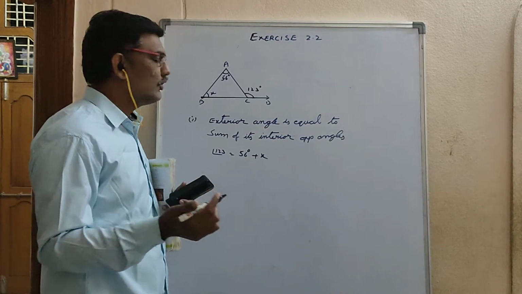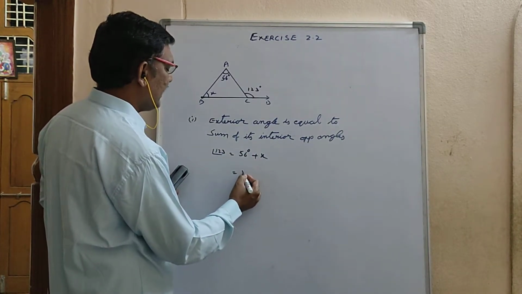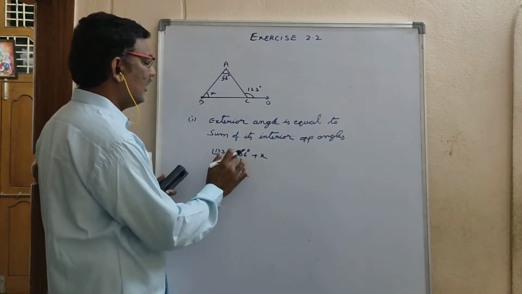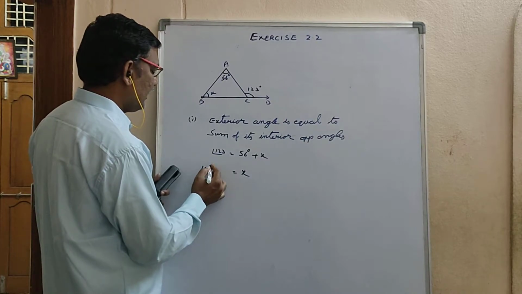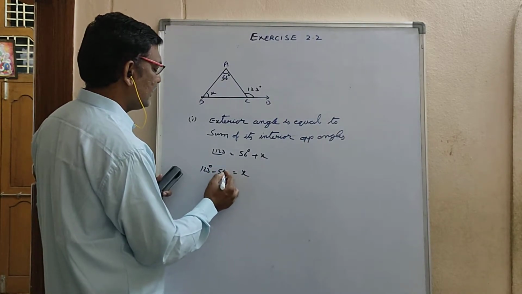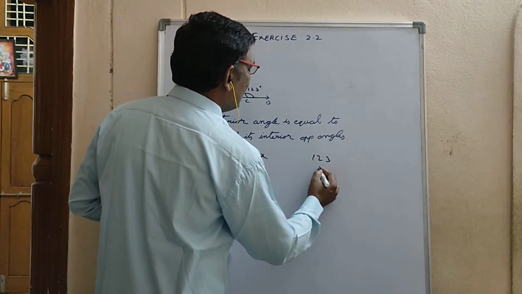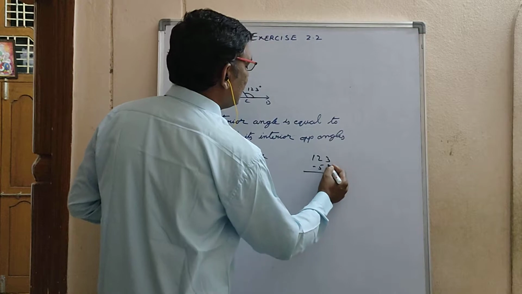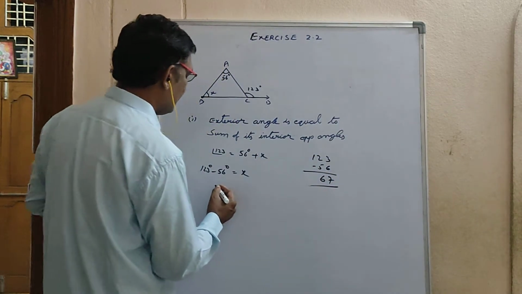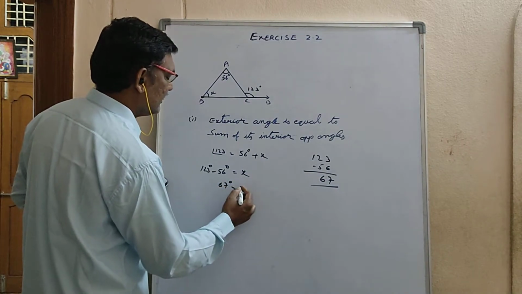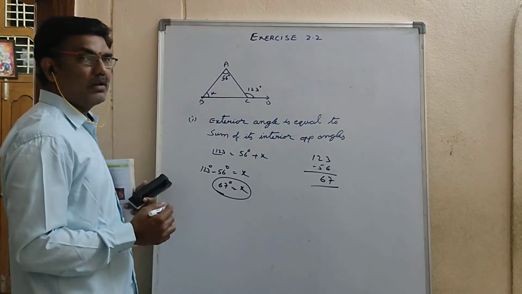Now you should make x the subject. To make x the subject, x should remain here only, and the plus quantity you take to this side. So 123 degrees minus 56 degrees is equal to x. From 123, if you subtract 56: 13 minus 6 is 7, 11 minus 5 is 6. How much did you get? 67 degrees is equal to x. So you found the value of x.